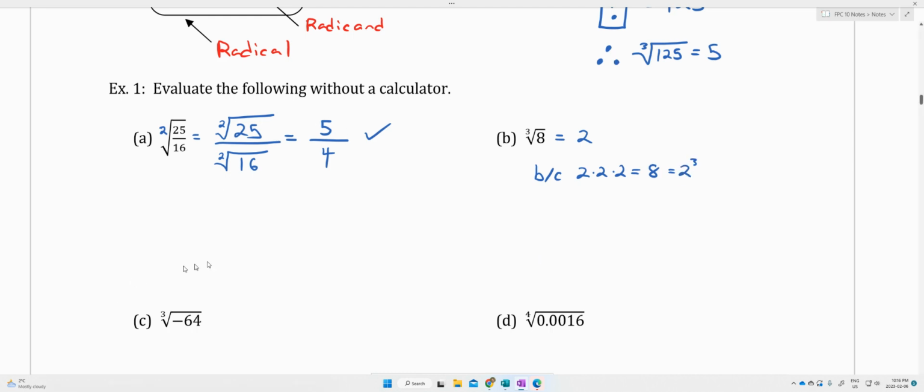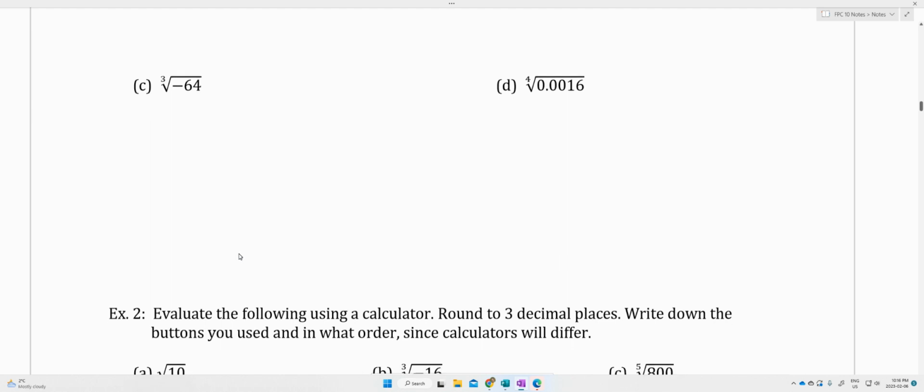All right. Let's try something a little bit tougher. So now we have a cubed root of negative 64. Don't let that negative throw you off. Again, it's saying what number times itself 3 times gives you negative 64? Well, we know it has to be negative, right? Because 3 negatives would result in a negative product.